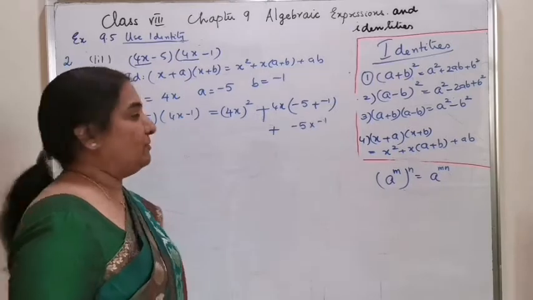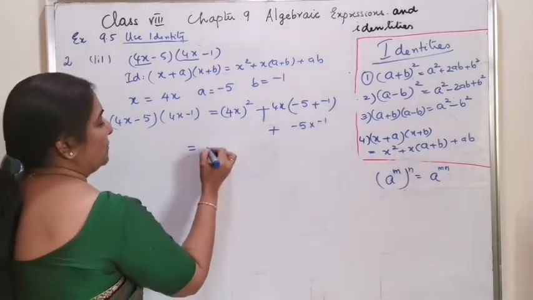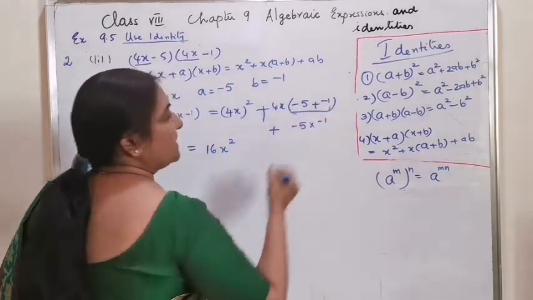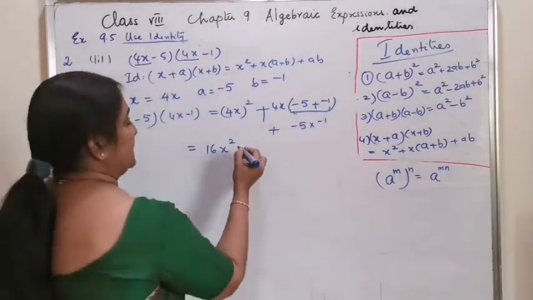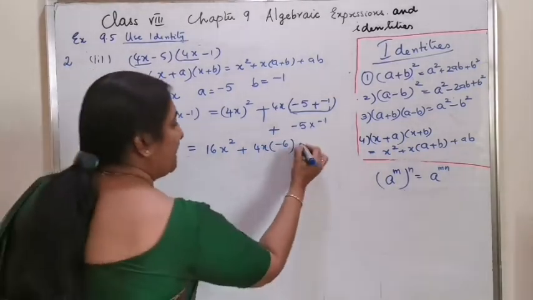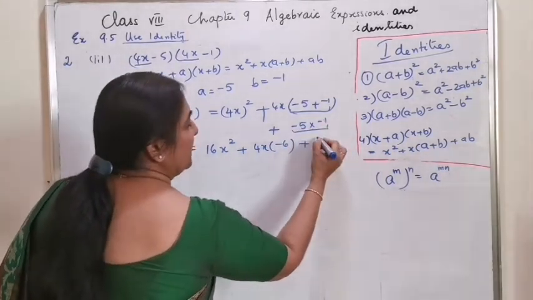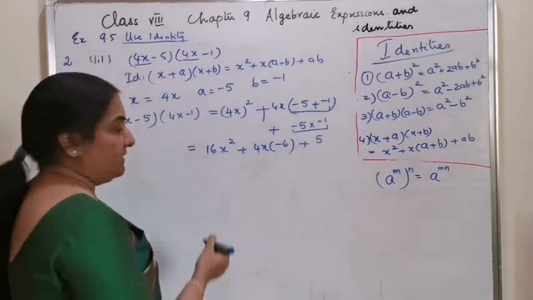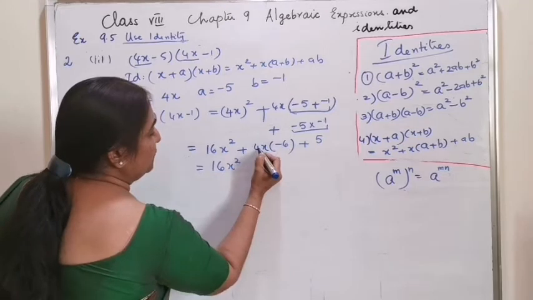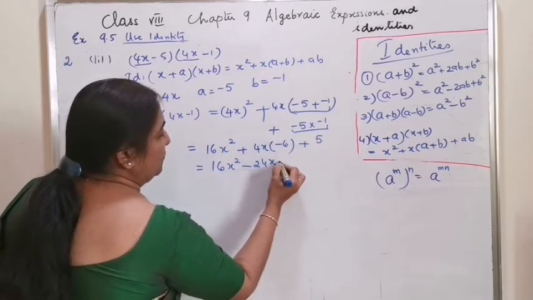Next step you have to be careful. 4x the whole square is 16x square. Now, what is minus 5 plus minus 1? Minus 6, plus 4x into minus 6, plus, what is minus 5 into minus 1? It is positive 5. And the final answer is 16x square minus 6 into 4 is minus 24x plus 5.